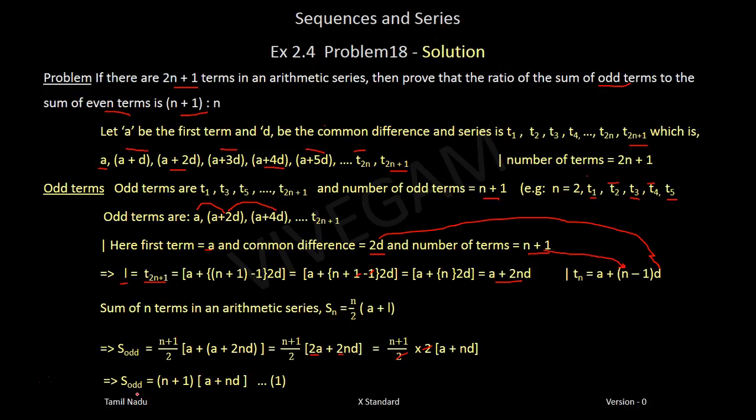Therefore, the sum of odd terms is n plus 1 into a plus nd, and let this be equation 1. Now we'll have to do the same thing for even terms. Then you can divide S odd divided by Sn and see whether you get the ratio n plus 1 divided by n. Ratio means you can convert it into a fraction. So when you convert it, this will become n plus 1 divided by n. Right? So let's go to the even terms. Okay.